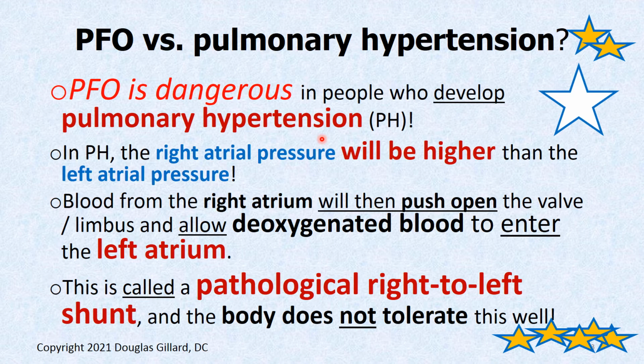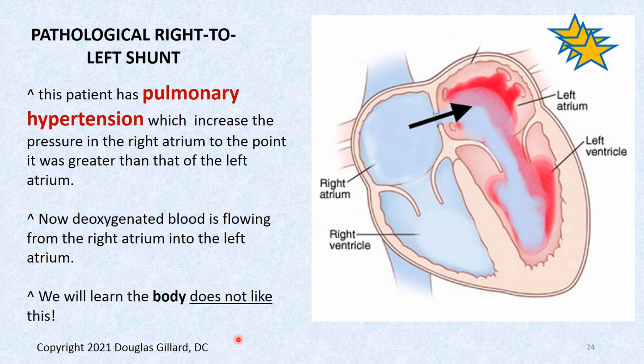Okay? So if you do develop pulmonary hypertension and you have a PFO, which is a patent foramen ovale, that valve is going to pop open, and you're going to have a, quote, pathological right to left shunting of blood. And as I said, the body doesn't like that one bit.